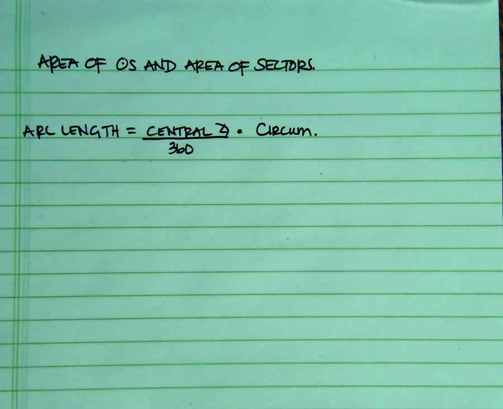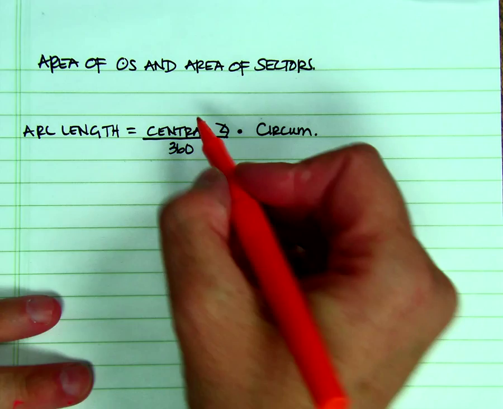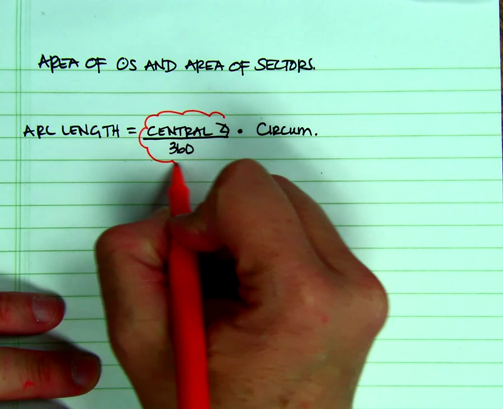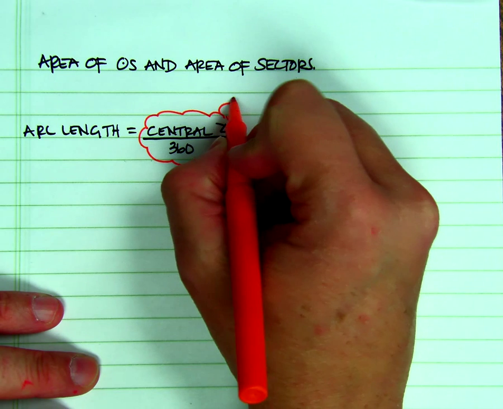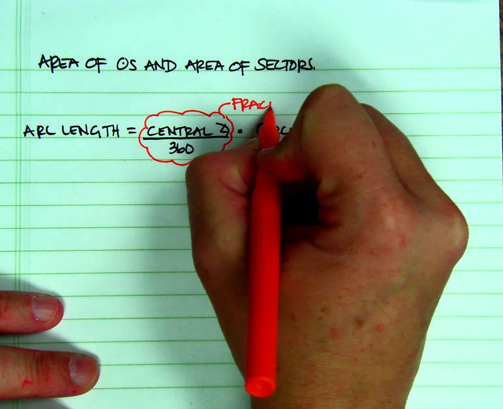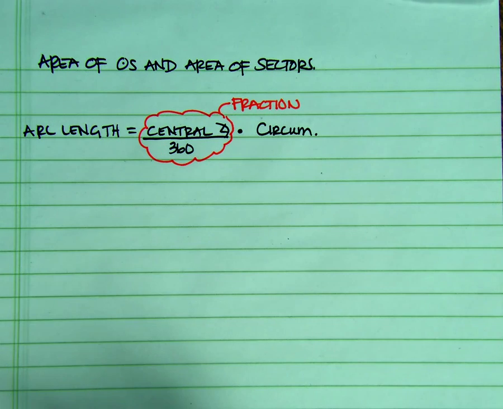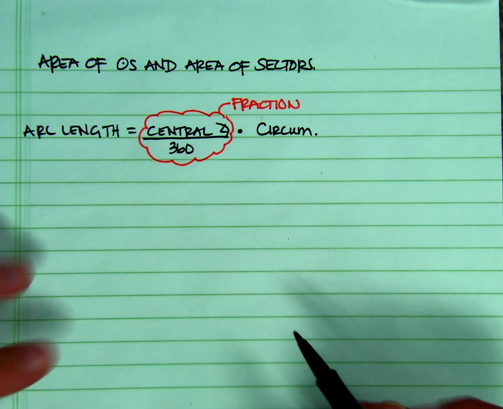Okay? So this is what I was referring to as the piece. So this is the fraction. So this is going to be a fraction. You're just looking for a piece of the 360. The area of a sector is much the same way, but first you have to be able to find the area of the circle.